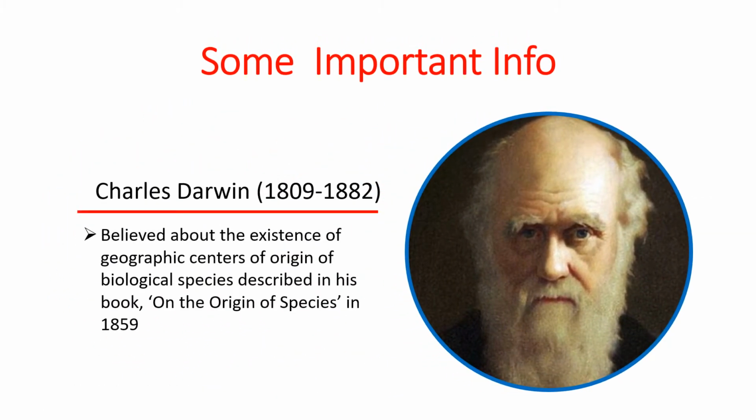We also should understand that Charles Darwin, we know him well because he is the author of The Origin of Species, and he was the one who taught us about evolution. So Darwin believed in the existence of geographic centers of origin of biological species, described in his book on the origin of species that was published in 1859.